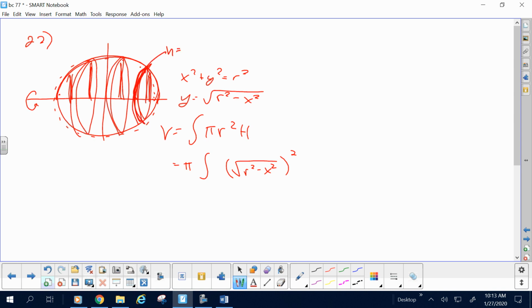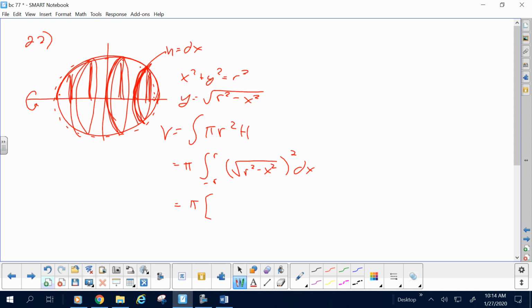And the height is dy or dx? It's dx. And the limits of integration, 0 to r or negative r to r? Negative r to r. I'm going left to right, so it's negative r to r. All right. Now, thankfully, the integrand works out nicely because the square and the square root cancel each other out. A source of possible error is the variables. Are you integrating with respect to x or r? X. So when you integrate r squared, isn't it like integrating a constant with respect to x?